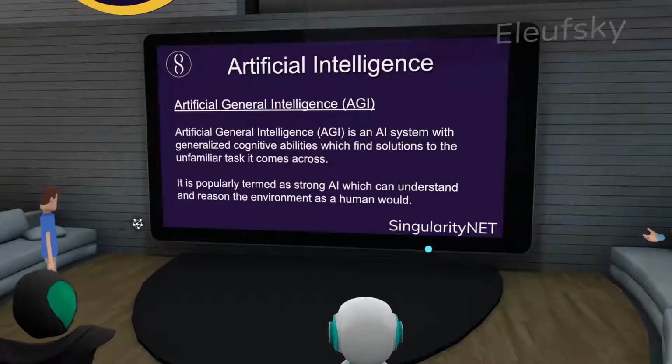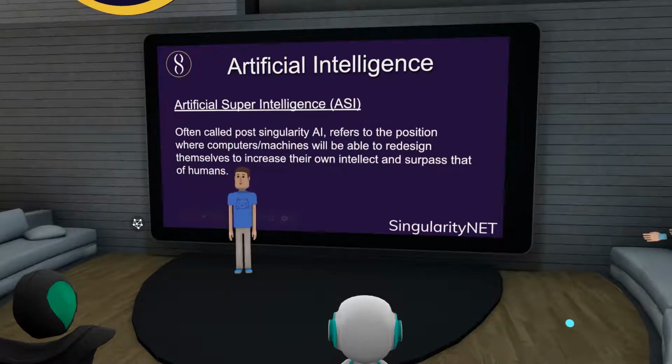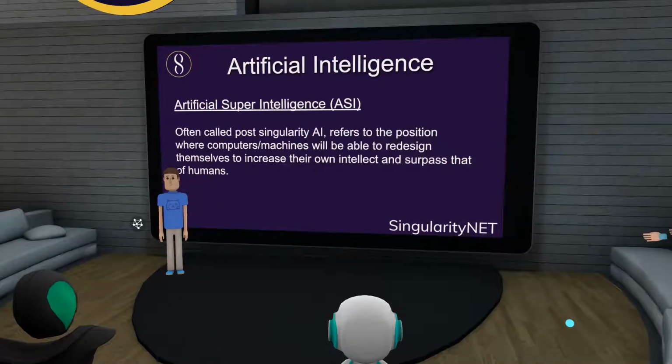So that brings us on to the next slide, which is artificial superintelligence, or ASI, which is often called the post-singularity AI.